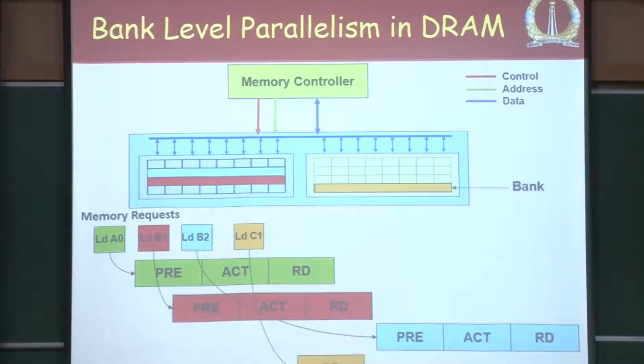Each column typically is said to be of 1 byte. And typically you access in terms of cache lines, which is 32 bytes or 64 bytes.